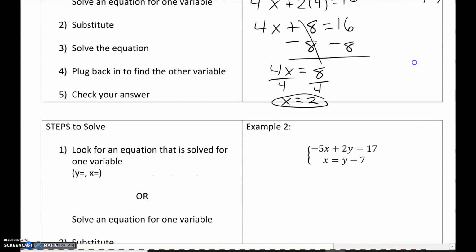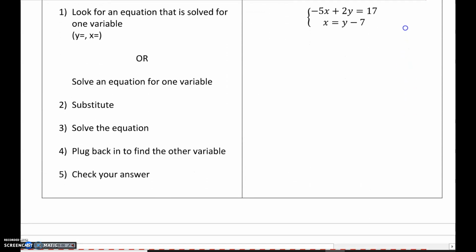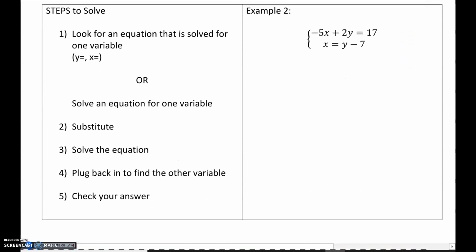Let's try another example. So here we have another system. Again, your first goal is to look at which equation is solved for a variable. So you're looking for either x equals or y equals. And in this case, I see an x equals all by itself here. So now I'm going to take that value, I'm going to put a box around it because x equals an expression this time. And I'm going to use that box and replace the x in the other equation.